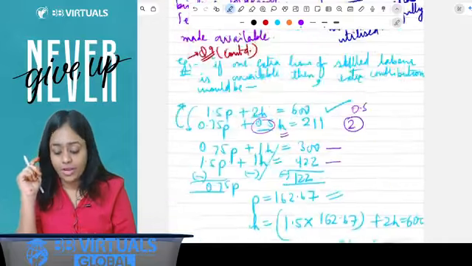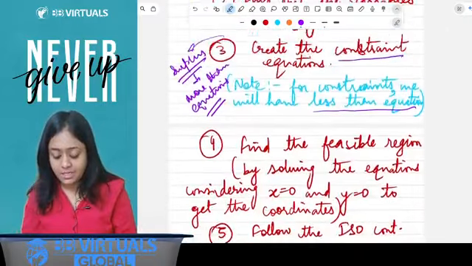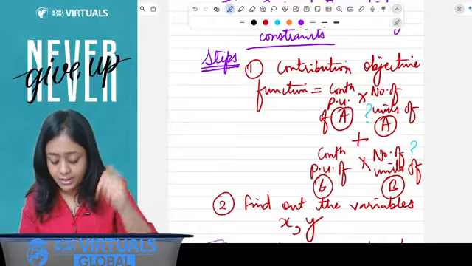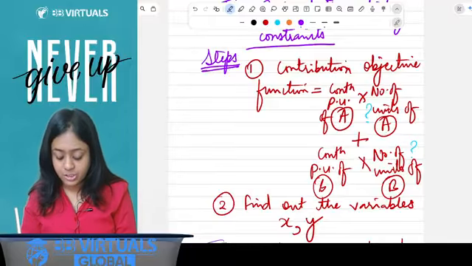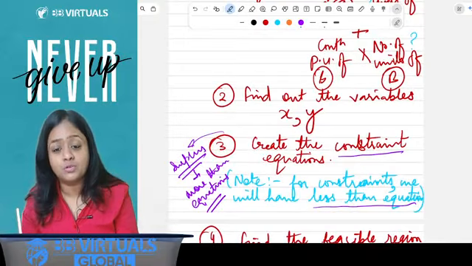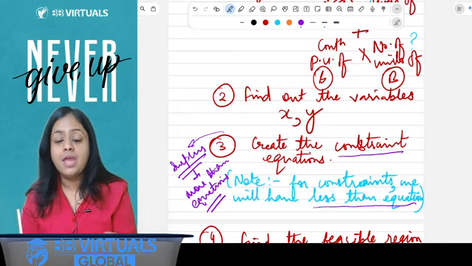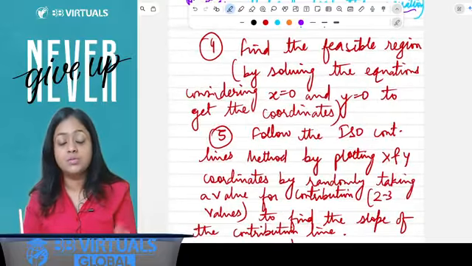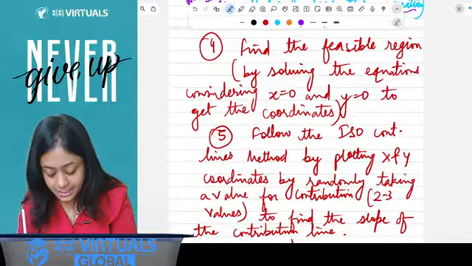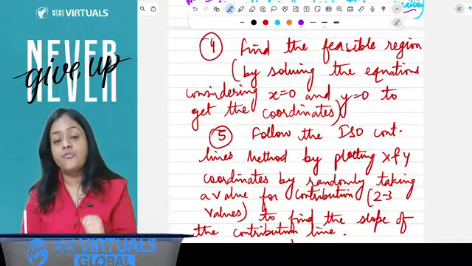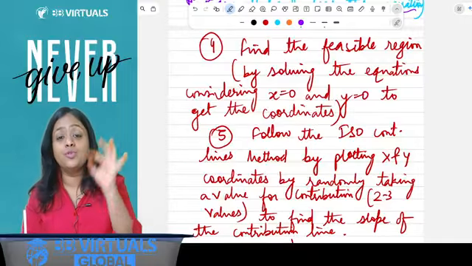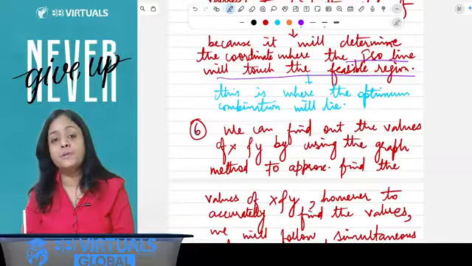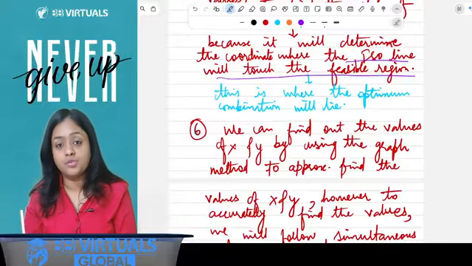So just have a quick revision again for these multiple constraints because they are always asked in the exam. Step 1, contribution objective function to be created. Step 2, find out the variables. Step 3, create the constraint equations which are less than or equal to. Step 4, find the feasible region. Step 5, follow the iso-contribution line to know the coordinate at which your contribution is maximized, and that is the optimum production to be done.